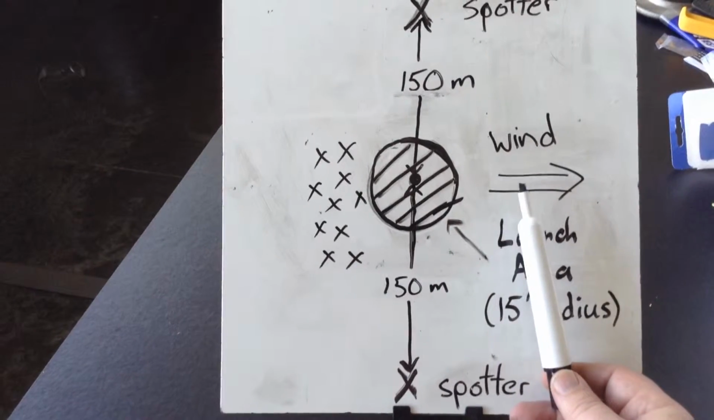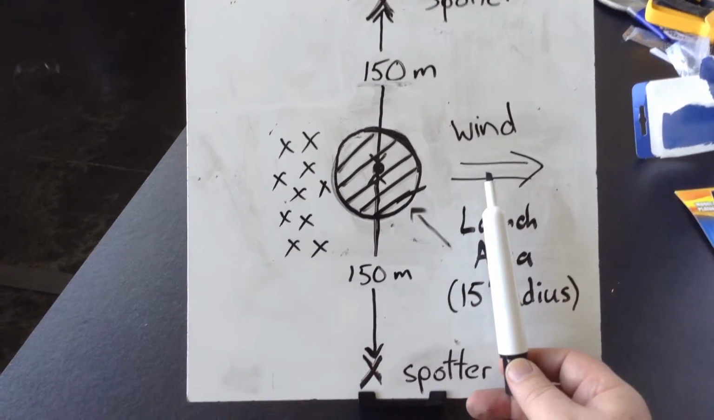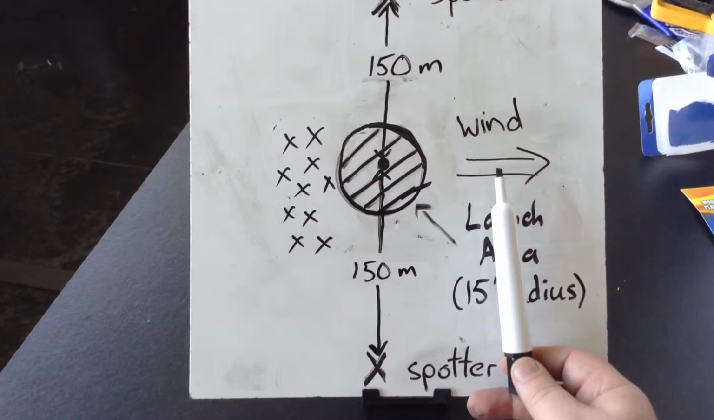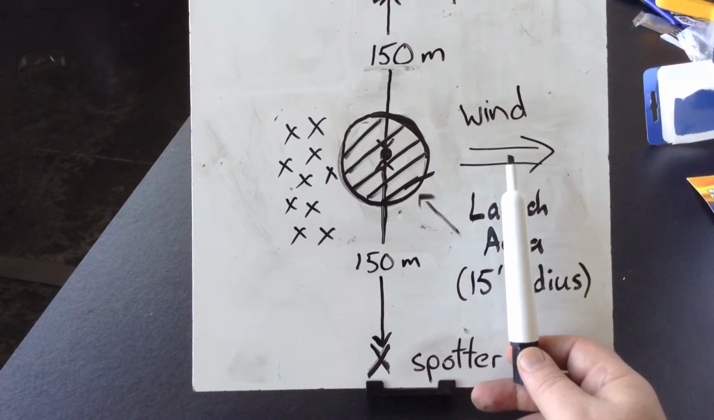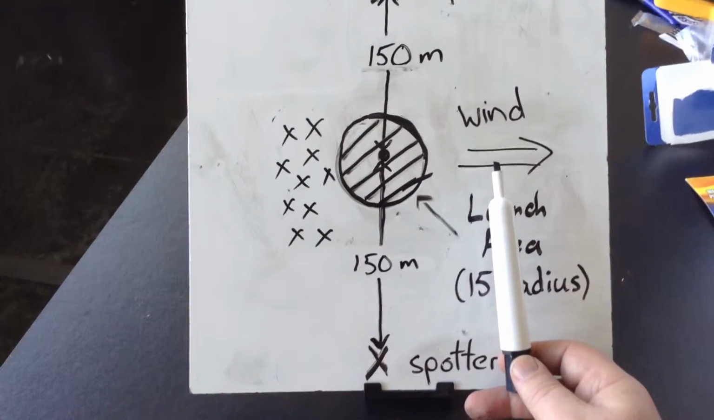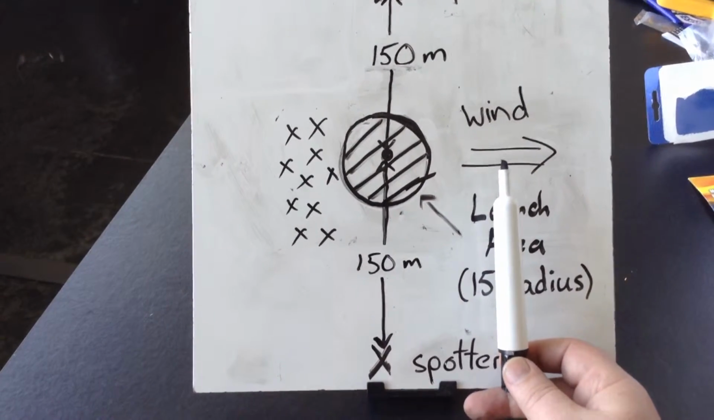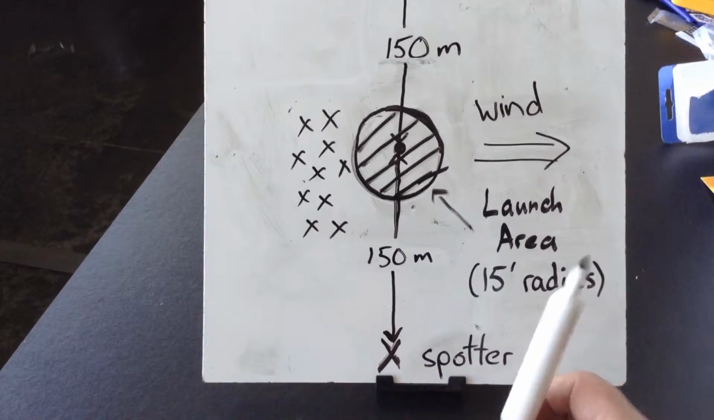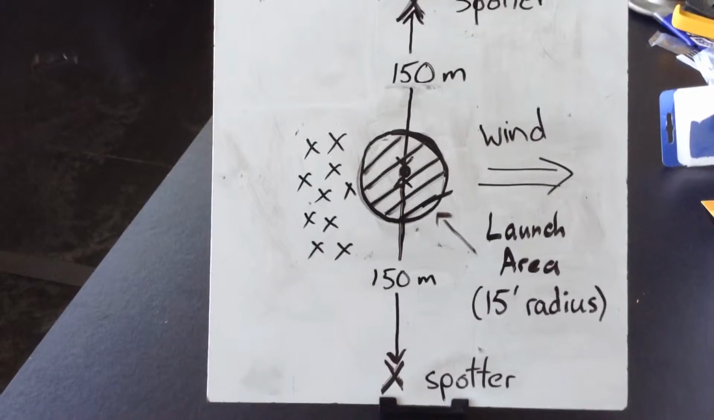Very often, or sometimes, you will have a wind that is blowing, and that wind actually dictates where everybody is going to be positioned. If the wind is too strong, we have to unfortunately cancel the launch, but if the wind is acceptable, then we have to adjust ourselves accordingly and where we position ourselves.